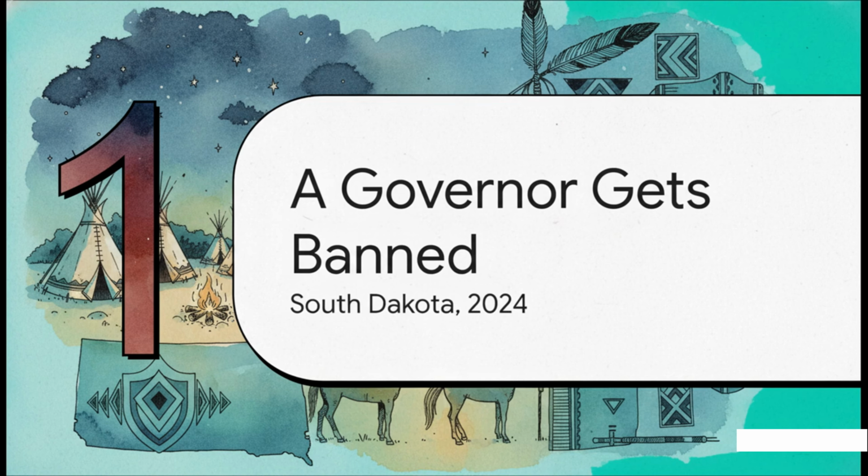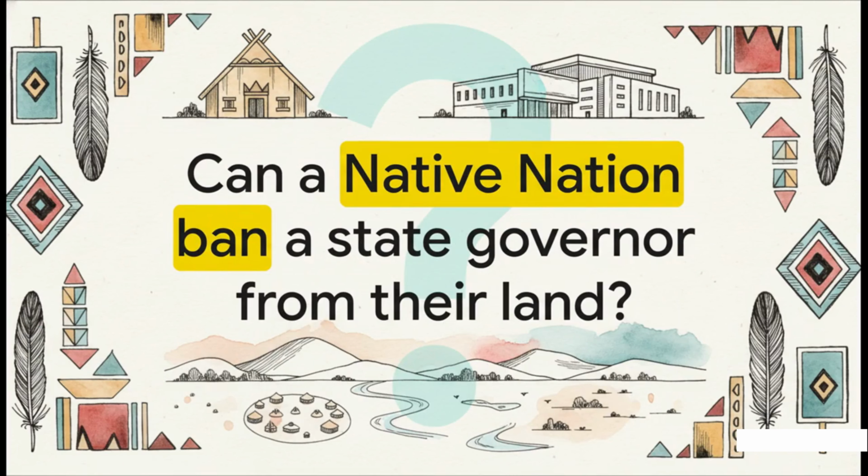A major conflict blew up between South Dakota's governor and all 9 of the native nations inside the state. After she made some really controversial remarks, these nations did something pretty dramatic. They banned her from setting foot on their lands. And that, of course, raises a huge question that gets right to the heart of what we're talking about today. Can they actually do that? Can a tribal government really ban a sitting state governor?